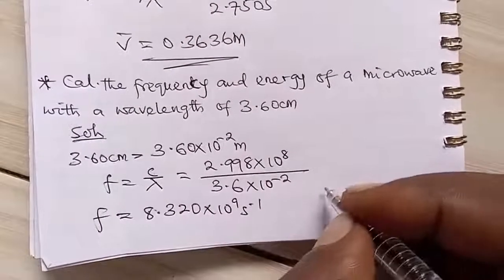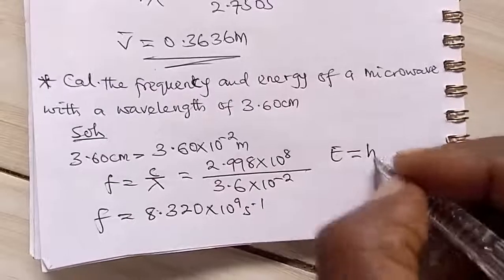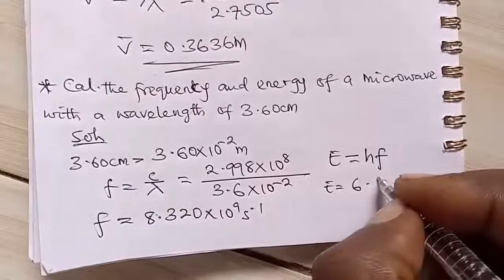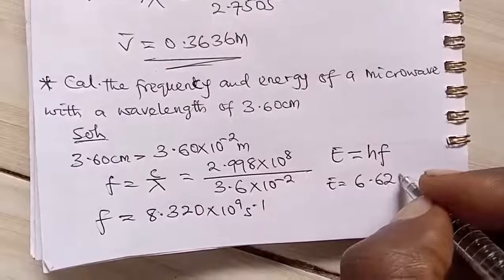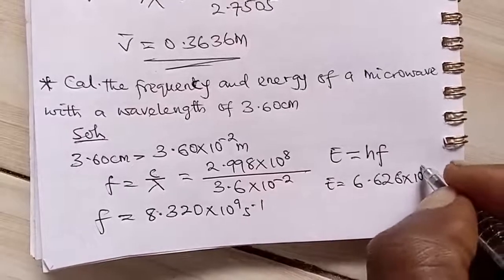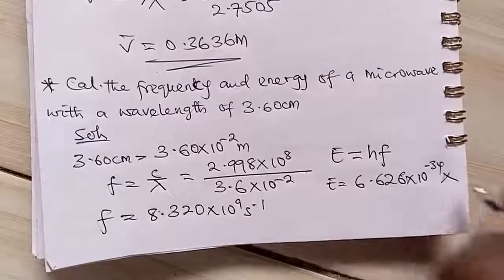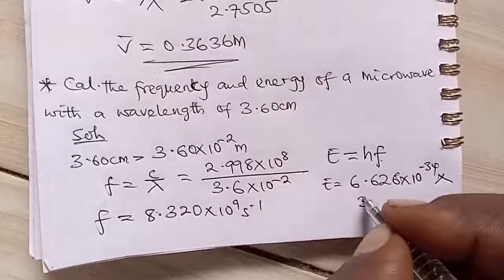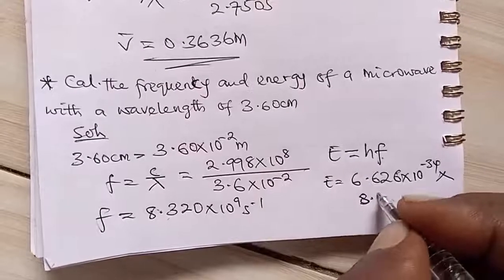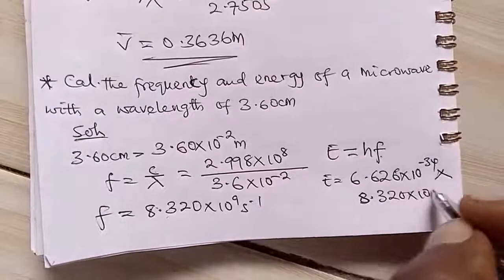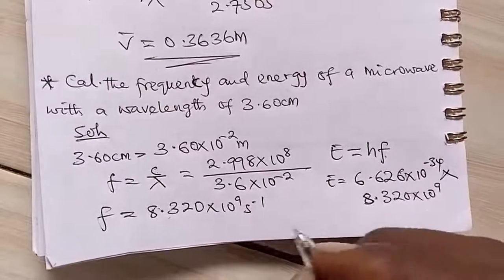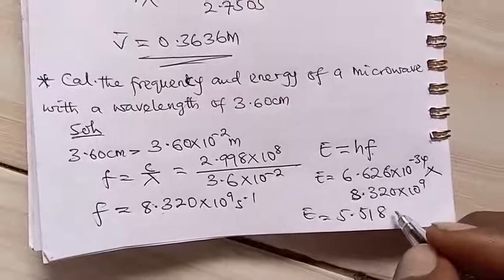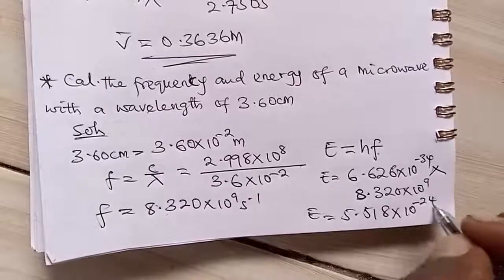Now, the next is to get the energy. Energy is given as Planck constant times frequency. The Planck constant is 6.626 times 10 raised to power minus 34 times the frequency this time around, which is 8.320 times 10 raised to power 9. If we multiply both of them, we'll have that energy is equal to 5.518 times 10 raised to power minus 24 joules.